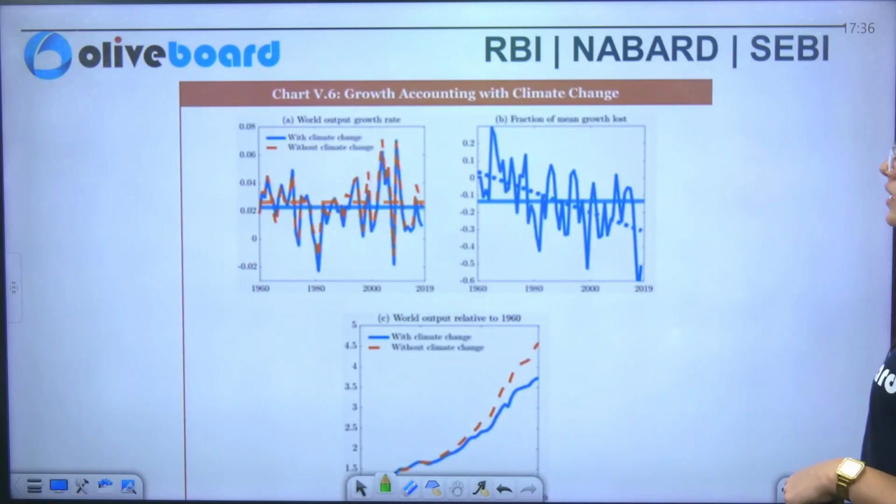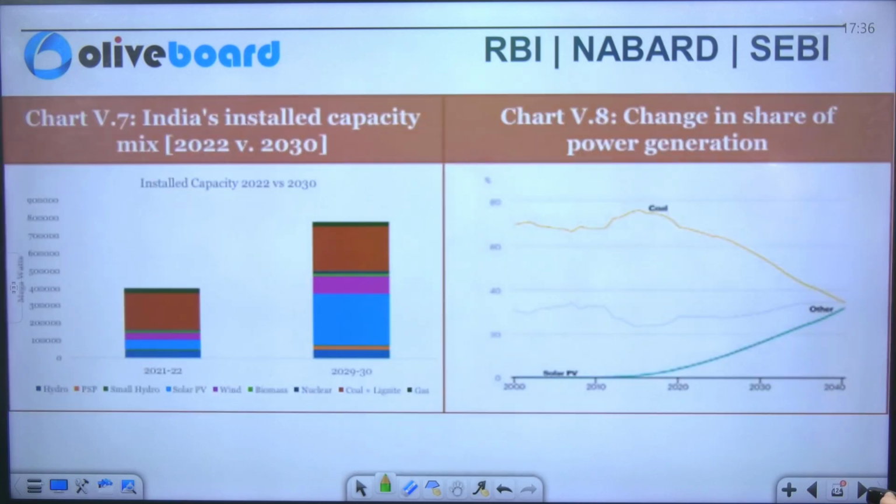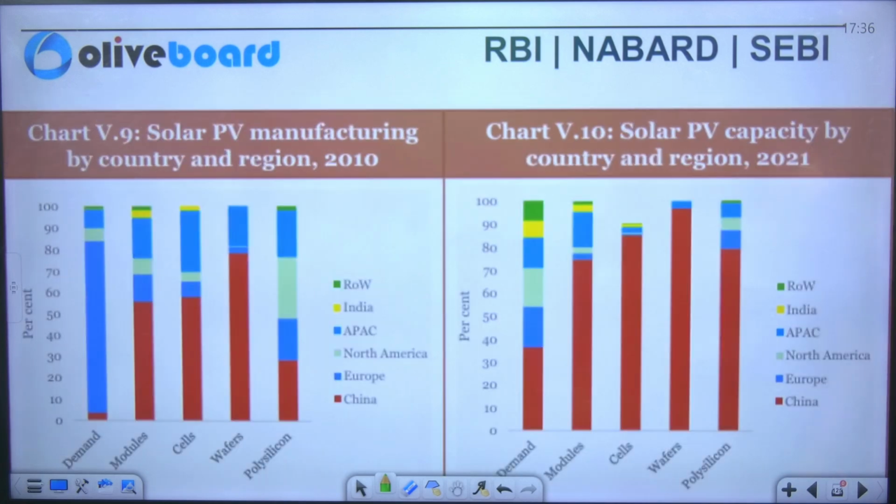Okay. Now here you can see the chart that is specifically telling you about the growth that is accounting with the climate change. This chart specifically shows you India's installed capacity mix. Okay, now a comparison has been done between 2022 and 2030. The change in the share of power generation here, you can see in the diagram. This diagram shows you the solar PV manufacturing by countries and regions by 2010. You can see different colors show different economies here. Now you can see solar PV capacity by country and region by 2021. So a comparison has been made here. You can see and just compare it.